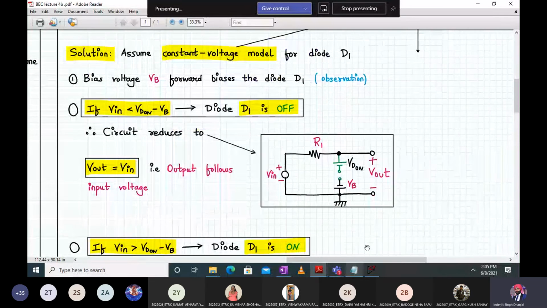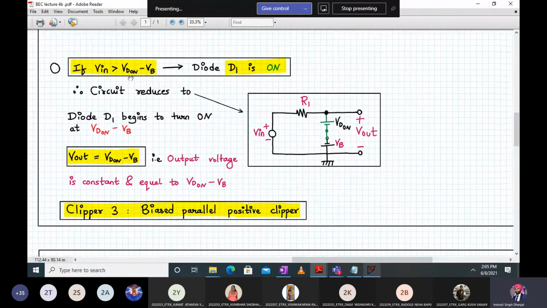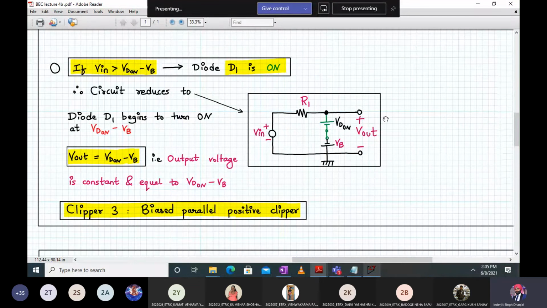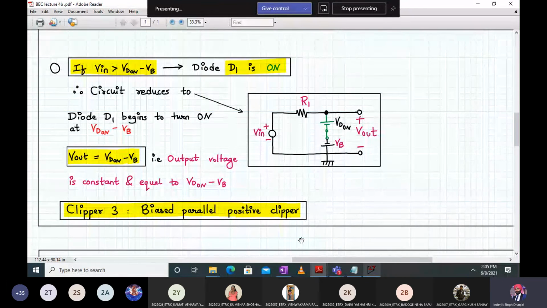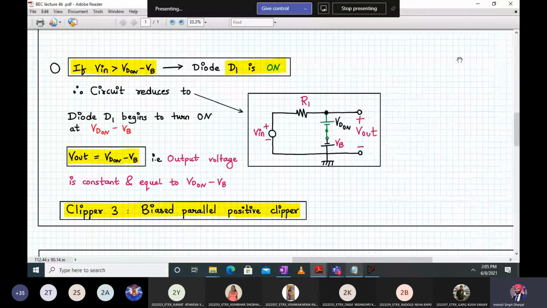Let me revise it. V in has to be less than VD on minus VB. Then only the diode will be off. When the diode is off, V out will be equal to V in. V in has to be greater than VD on minus VB. Then the diode will be on and the output voltage will be VD on minus VB. See, you understand one and the rest everything follows.